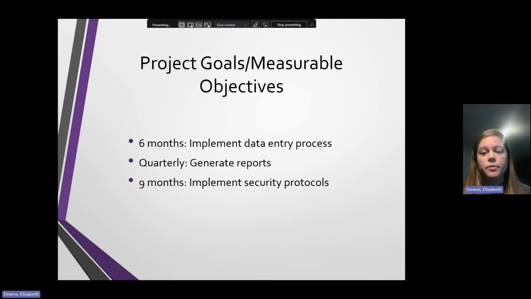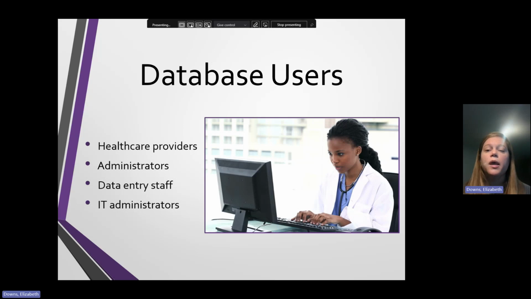The steps to meet these goals and objectives will be to conduct a thorough needs assessment and workflow analysis in collaboration with healthcare professionals. Then we will design a database structure and user interface based on the identified data requirements. We will conduct extensive testing and validation to ensure the accuracy and reliability of the database system. And finally, we will provide comprehensive training for healthcare staff on data entry, reporting, and data security protocols. This wraps up the planning phase.